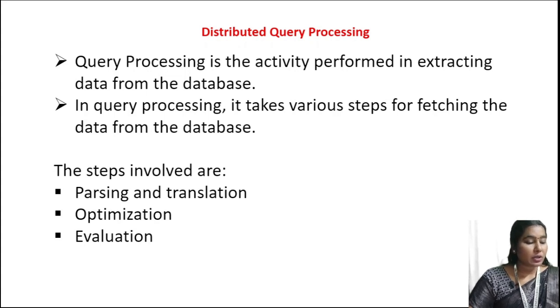Just imagine you are ordering a pizza online. How does the system know which restaurant has the ingredients, calculate the price and give you an estimated delivery time? You can relate this to distributed query processing, because here we are retrieving information from multiple databases, like multiple restaurants, efficiently, right?